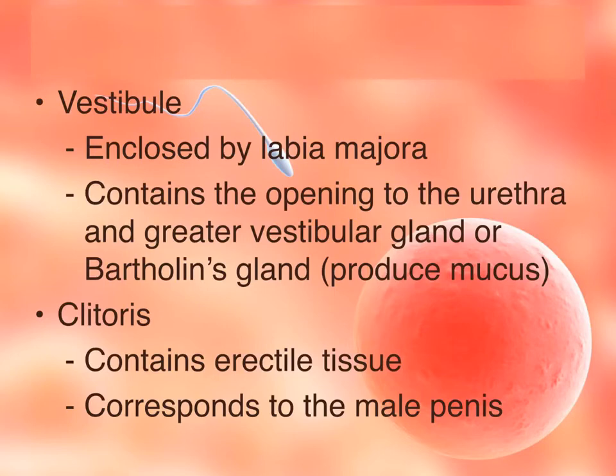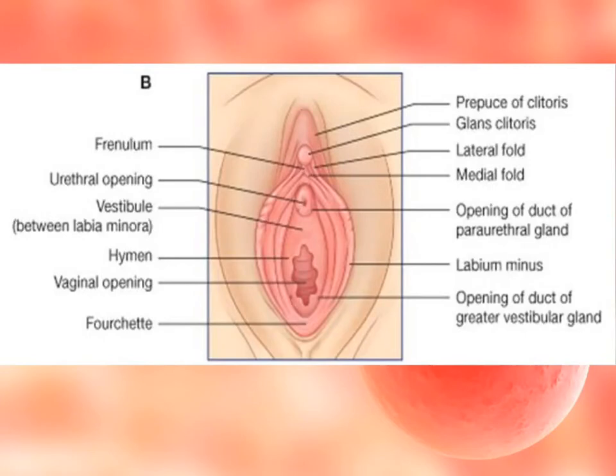And then the clitoris is equivalent to the male penis, and it contains erectile tissue, which means that it can achieve erection during sexual arousal. So the clitoris would be this area here.